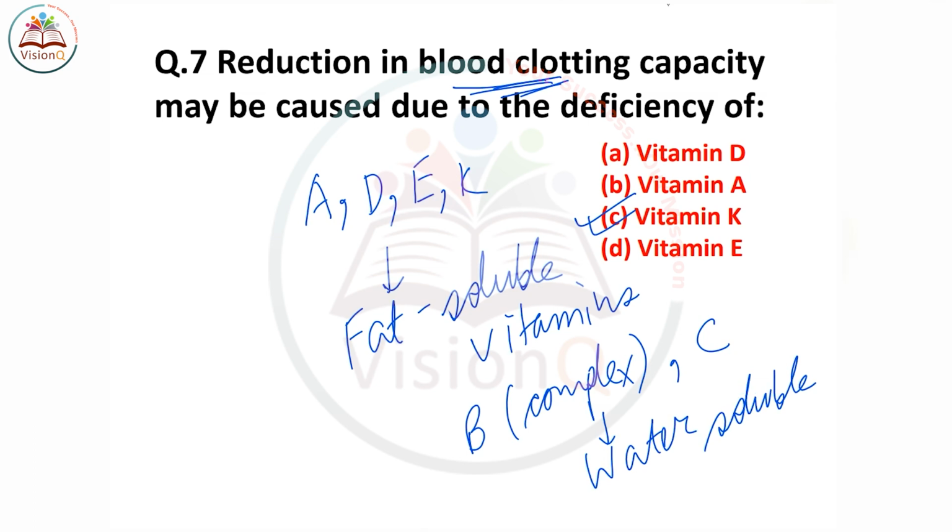Now, every vitamin has different functions in our body. Vitamin K function is, it helps in the clotting of blood. So if someone has deficiency of vitamin K, then blood clotting capacity of that person will be reduced. So the right answer will be option number C, vitamin K. Next, question number 8.